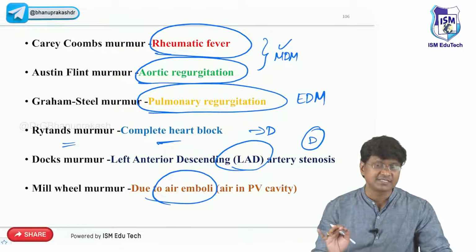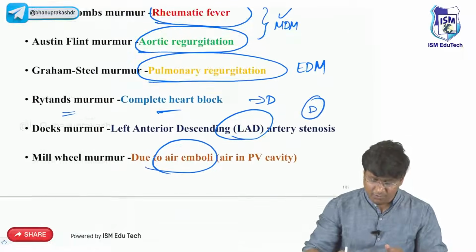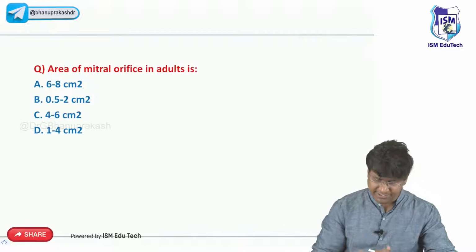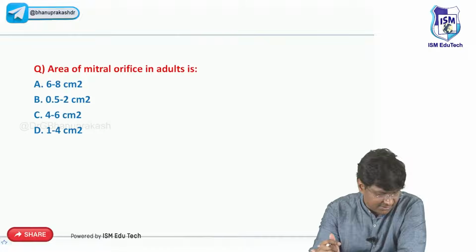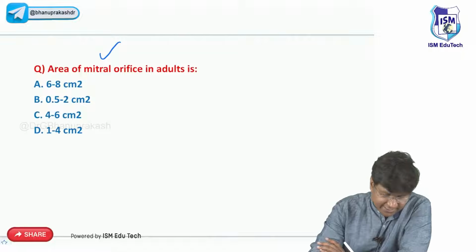Now, after having discussed the murmurs, we will move on to the individual valvular heart diseases, right? That is mitral stenosis. Okay. So, yes, I'll just take voice rest for a minute. Yes. Anyone of you can answer this question?